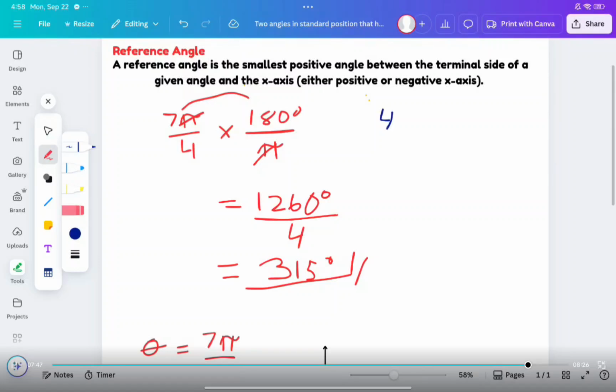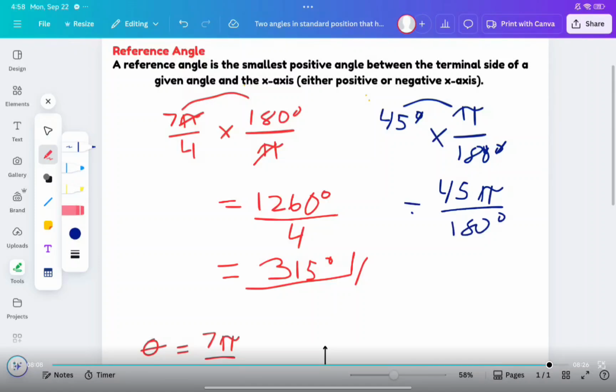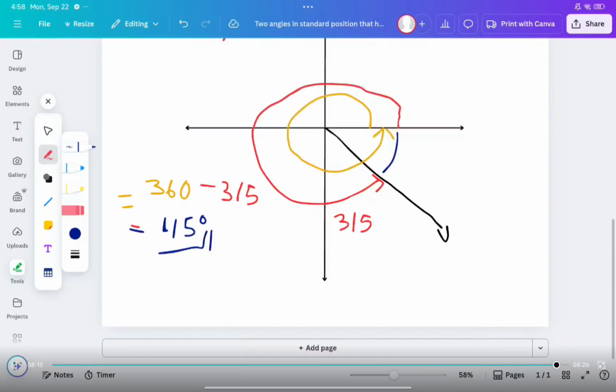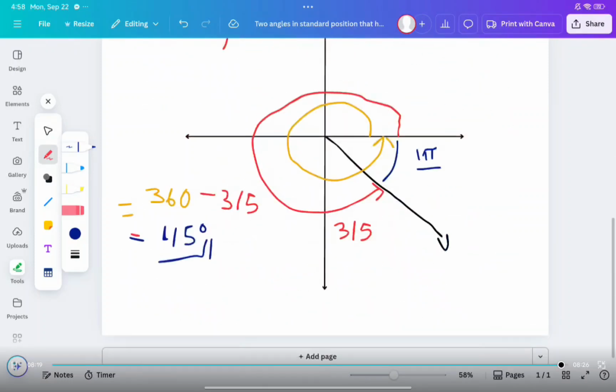Since the given angle is in radians, we are going to convert the 45 degrees into radians too. So 45 degrees times pi over 180 degrees. Cancel the degrees. 45 times pi is equal to 45 pi over 180. And 45 divided by 180 is equal to 1 pi over 4. So meaning our reference angle is 1 pi over 4.